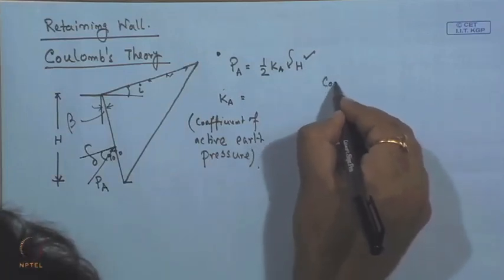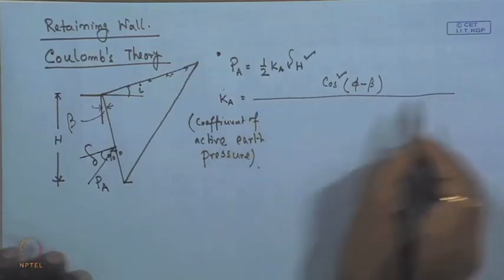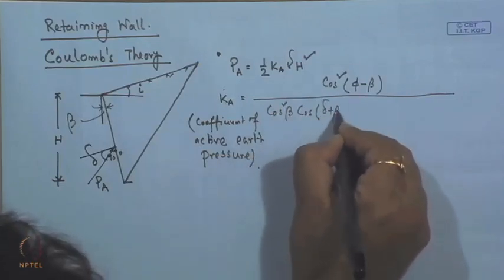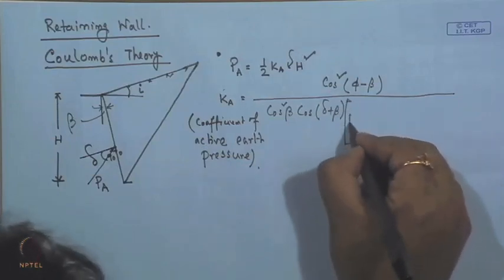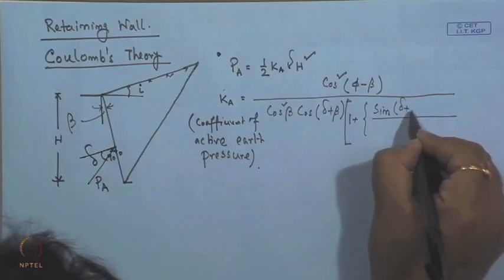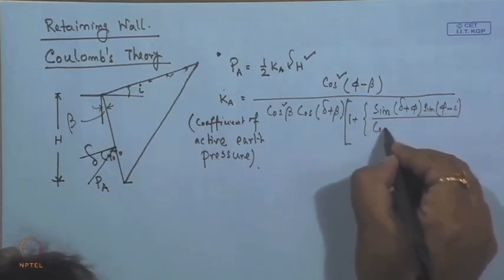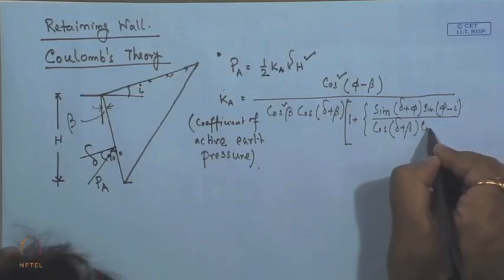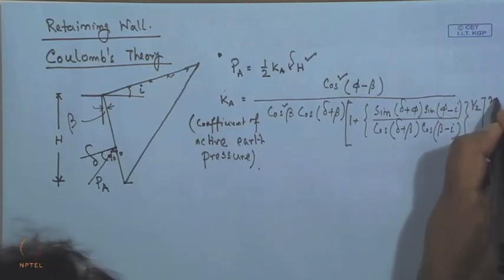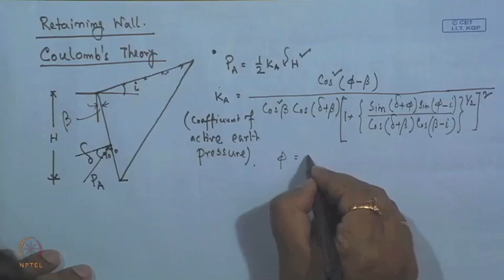This K_A is given by cos square (phi minus beta), divided by cos square beta cos (delta plus beta), times [1 plus root over (sin(delta plus phi) sin(phi minus i) divided by cos(delta plus beta) cos(beta minus i))] whole square. So, this is the coefficient of earth pressure, where phi is the friction angle of the soil.